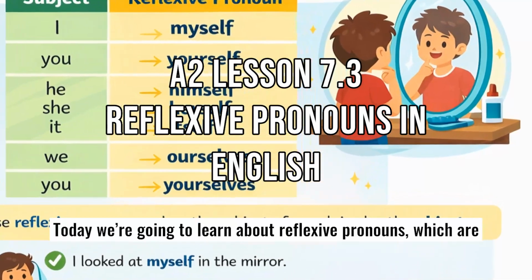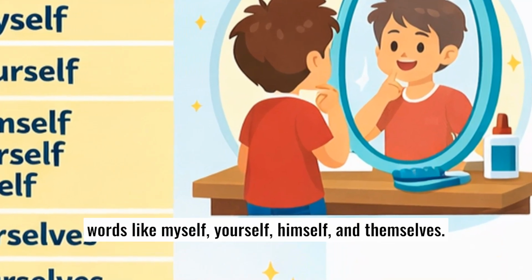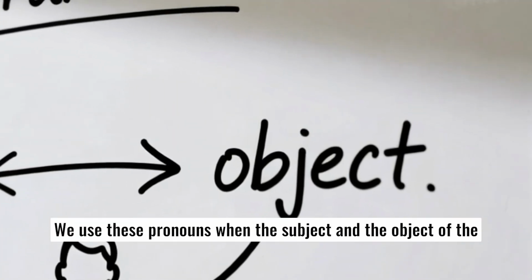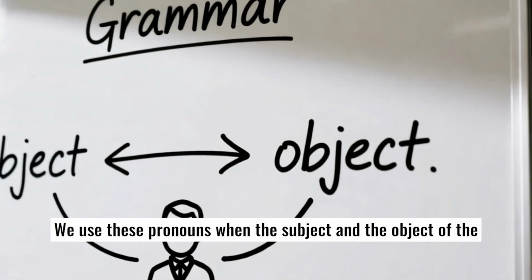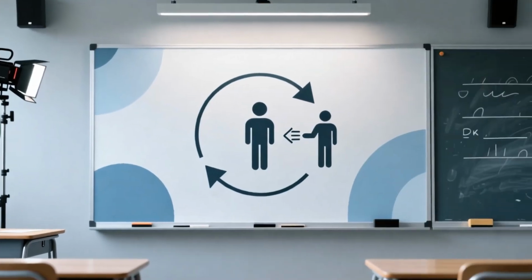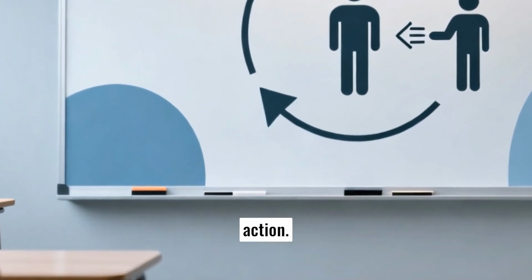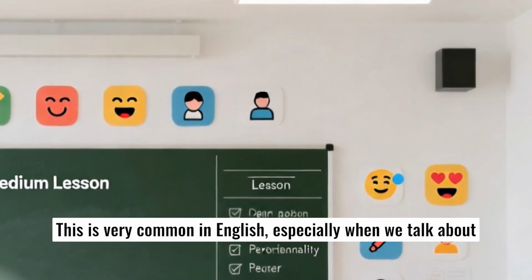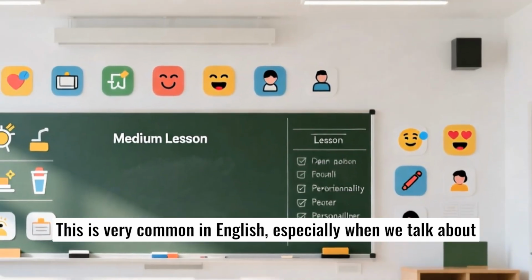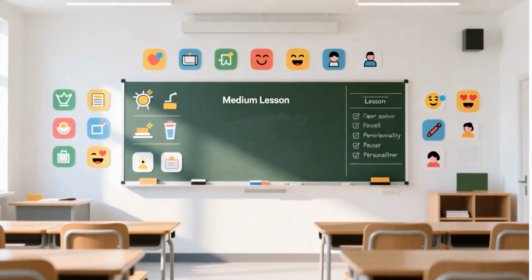Today we're going to learn about reflexive pronouns, which are words like myself, yourself, himself, and themselves. We use these pronouns when the subject and the object of the sentence are the same person or thing. In other words, the person who does the action also receives the action. This is very common in English, especially when we talk about daily activities, feelings, and personality.